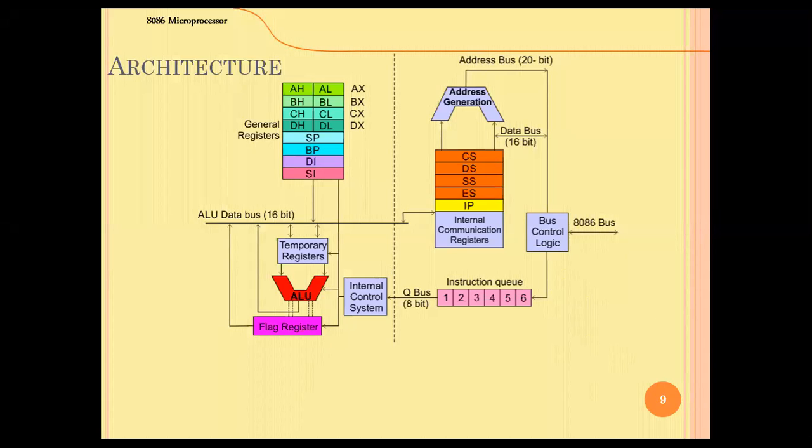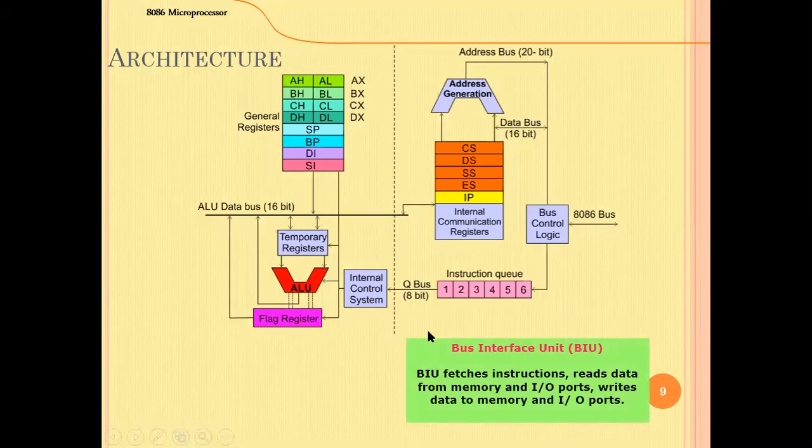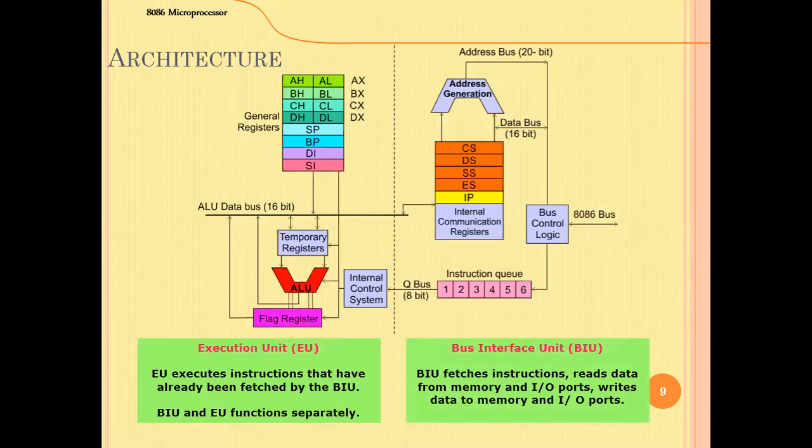This is such a wonderful and beautiful architecture that you are looking at here, and it can be divided into two parts physically. One is called the bus interface unit, and the other is the execution unit. The dashed line that you are observing in the center of this slide is the separation between the two units: the execution unit on the left side and the bus interface unit on the right side.